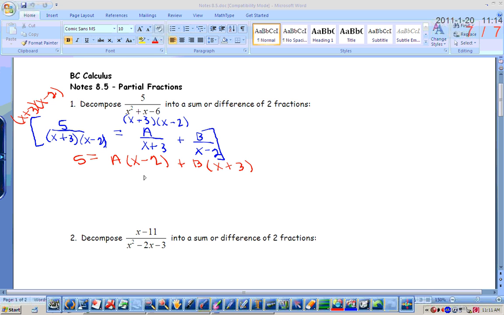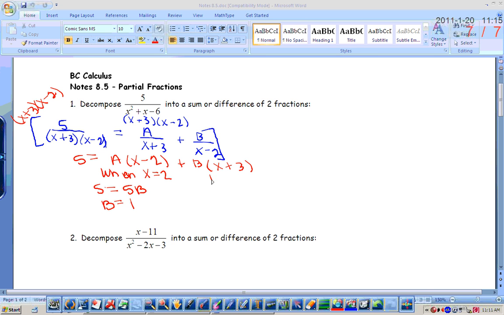Okay, now to solve for A and B, I'm going to pick strategic values for x. 2 would be a strategic value for x here, because when x equals 2, this parenthesis becomes 0, right? So when x equals 2, this entire equation is going to be 5 equals 5B. Y'all cool with that? So B equals 1.